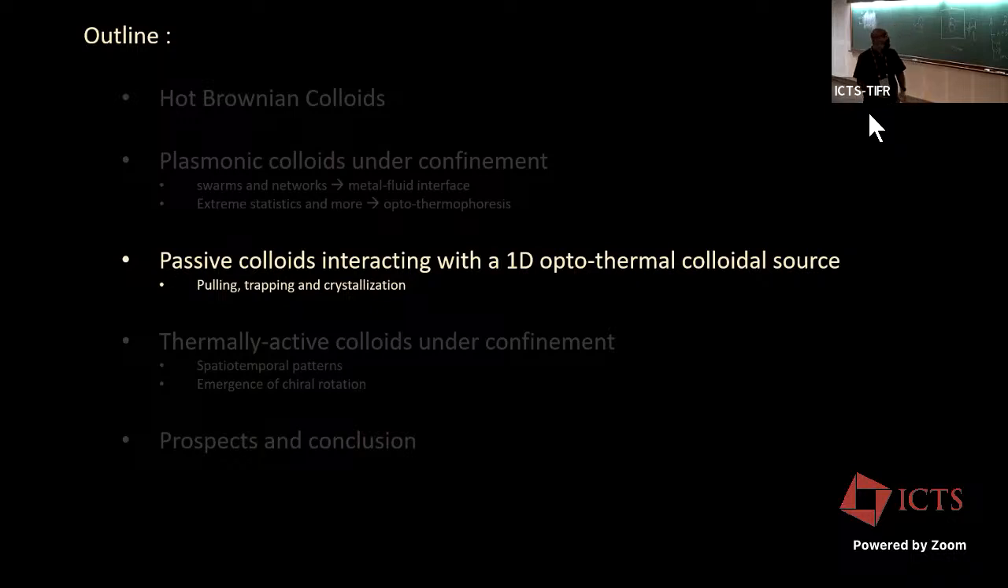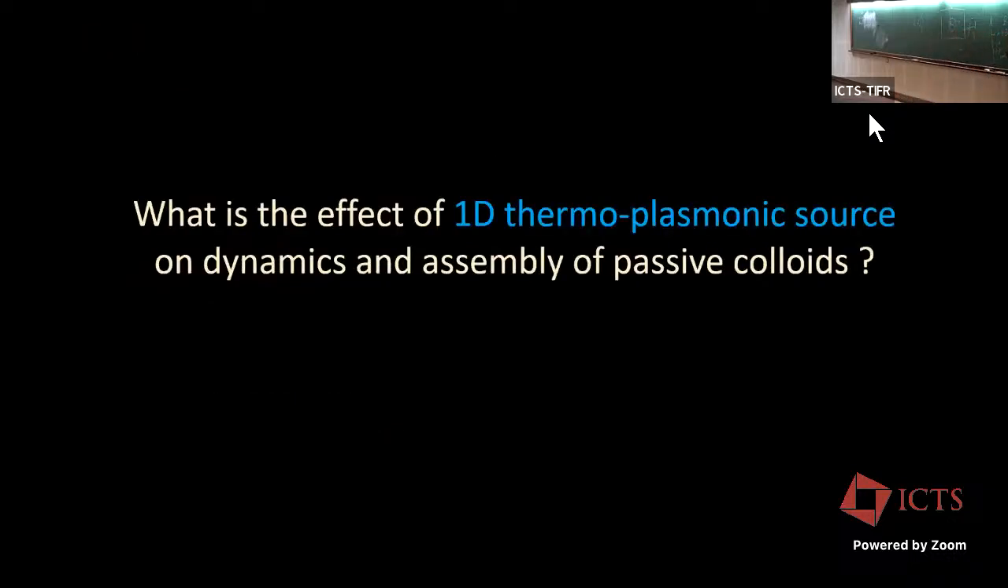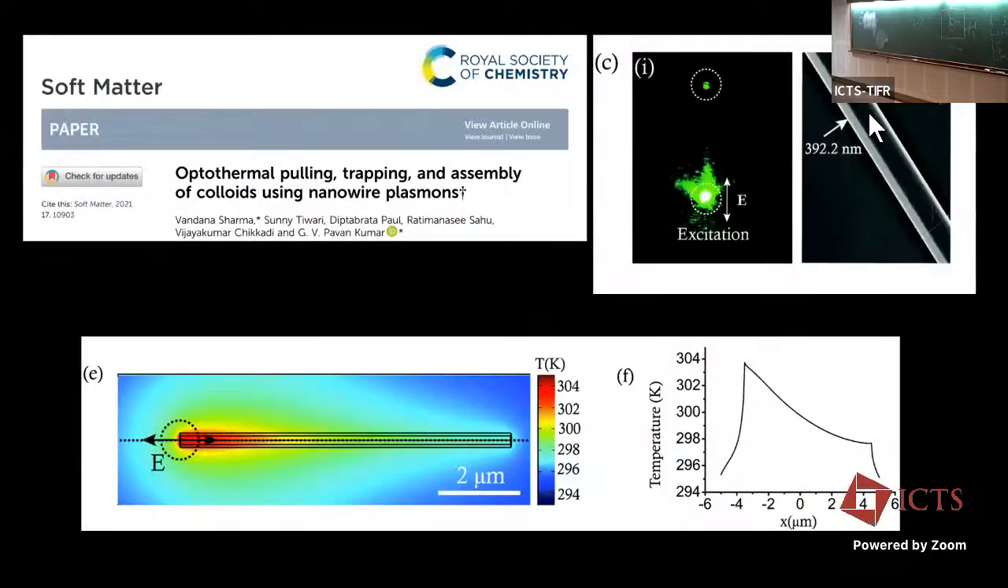Okay. So one of the aspects is to ask about passive colloids interacting with 1D surfaces. What is the effect of a 1D thermoplasmonic source? The idea is that you now have a particular metal, like a silver nanowire. In this case, the wire is reasonably thick, roughly about 390 to 400 nanometers. You excite one end of the wire with a green laser, and you can see that it gets converted into plasmon, and there's light coming out of the distal end.